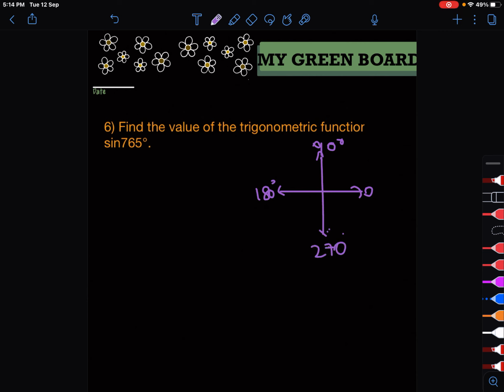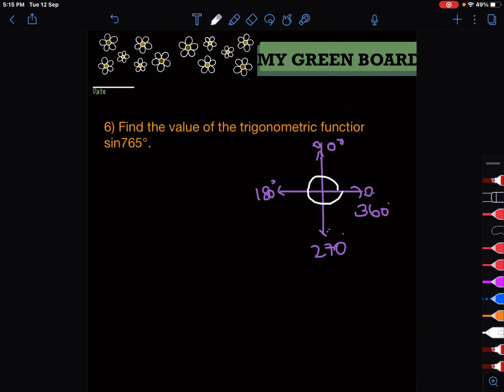Now, when they're telling sine 765 degree, see, what happens is when it completes a rotation, it becomes 360 degree. This is from 0 to 360, half rotation. Now this becomes your one rotation. Complete rotation is 360 degree. So now what they are asking is sine of 765.